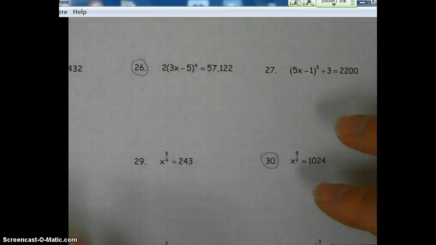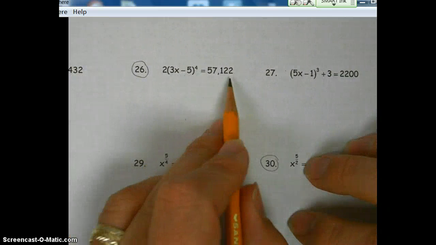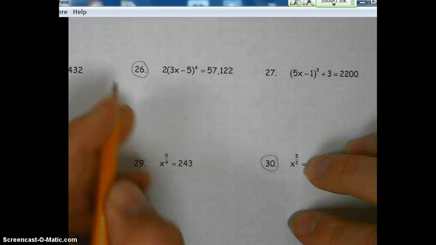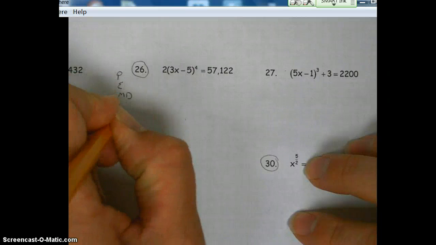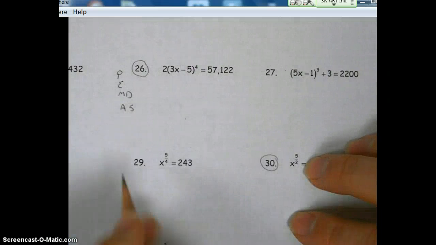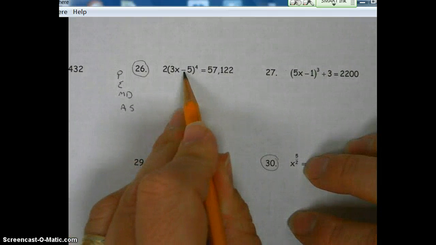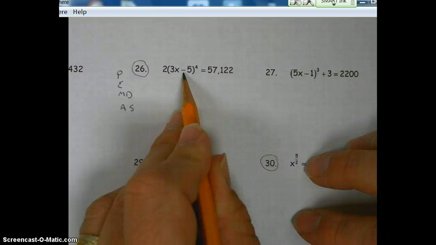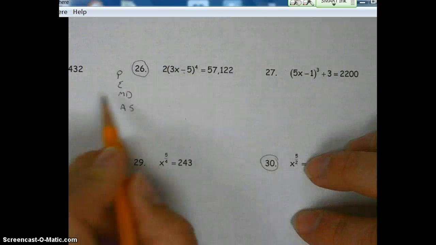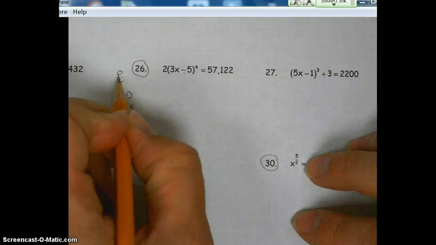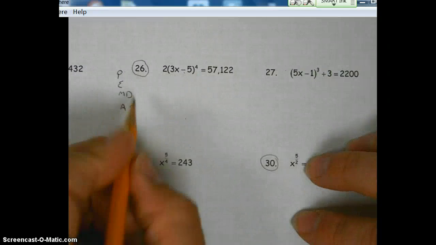Let's look at number 26. So, same process. We work PEMDAS backwards. We look for any adding and subtracting. Now we don't undo this. Do you know why? That's right, Christian. It's inside of a grouping symbol, and we don't do that until we get up here to parentheses. Very good. So, no adding and subtracting to undo.